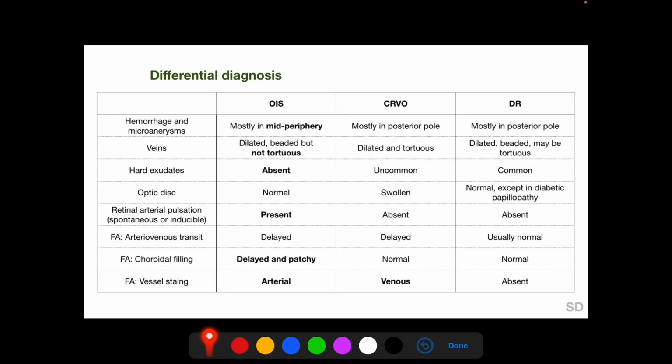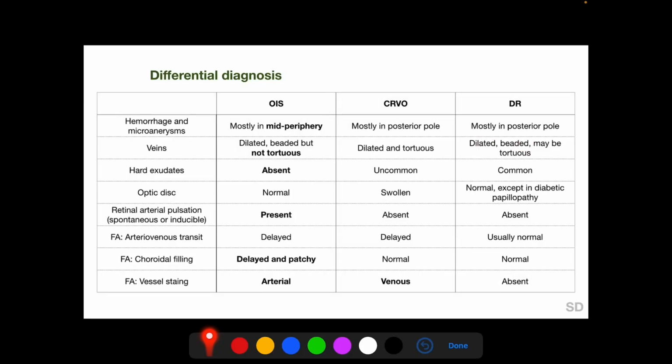Since ocular ischemic syndrome is characterized by retinal hemorrhages, the differential diagnosis of ocular ischemic syndrome includes central retinal vein occlusion and diabetic retinopathy. Hemorrhages and microaneurysms in OIS are mostly located in the mid-peripheral retina, but in the posterior pole in CRVO and DR. The veins in ocular ischemic syndrome are dilated and beaded but not tortuous, like the dilated and tortuous veins of CRVO.